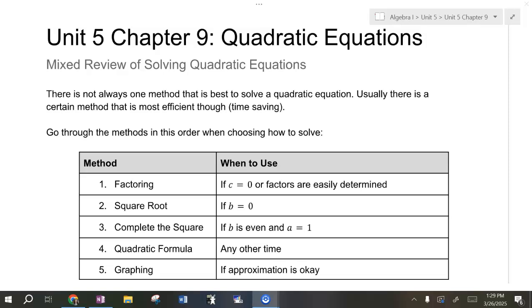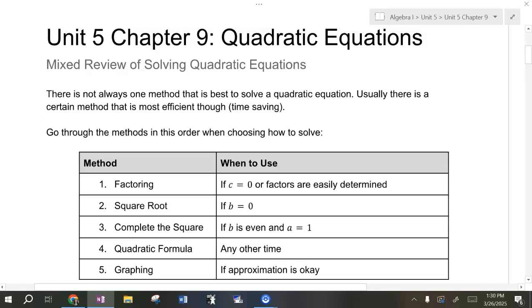Just so you know, there's not always one method that's best, but usually there is one method that is the most efficient, which means it's going to be the quickest and save you time. So it's helpful to know which order to think about your methods in so that you have a schema in your head of first do this, if that doesn't work, then go to this method. If that doesn't work, then go to this method. Here's the order that you should be thinking of in your head as you're solving these quadratic equations.